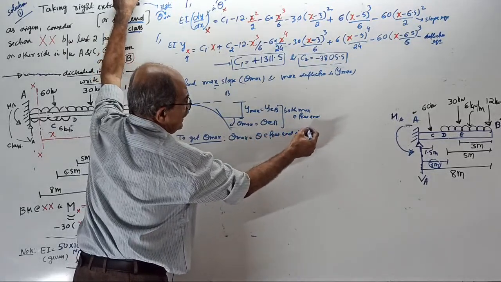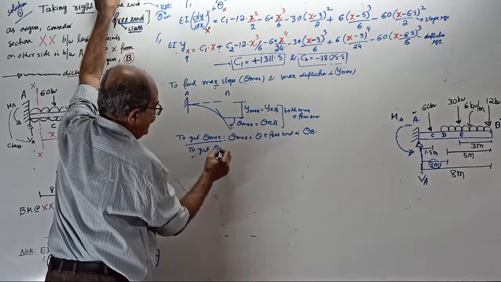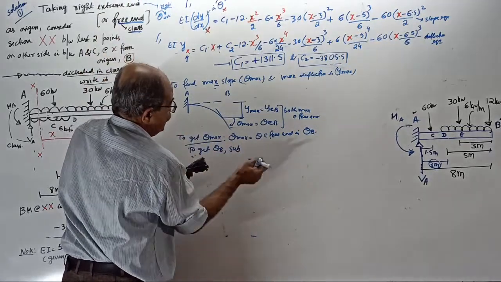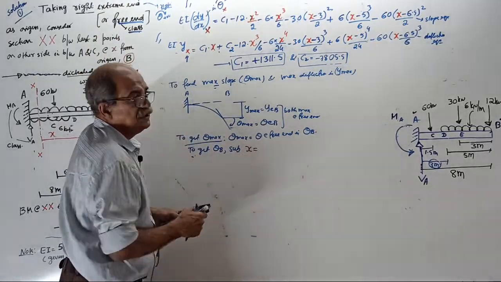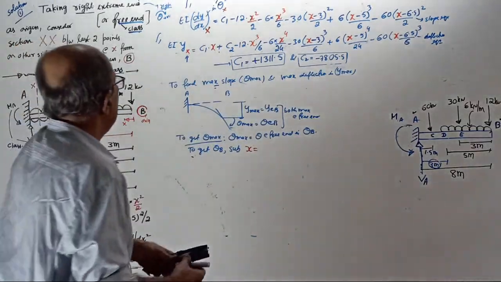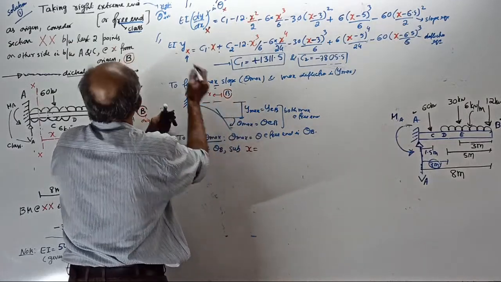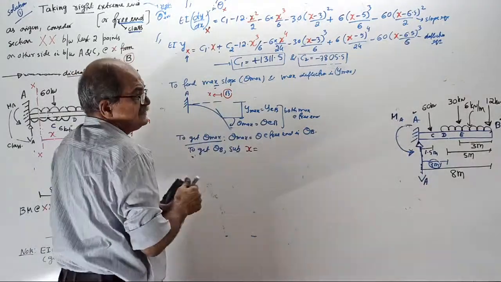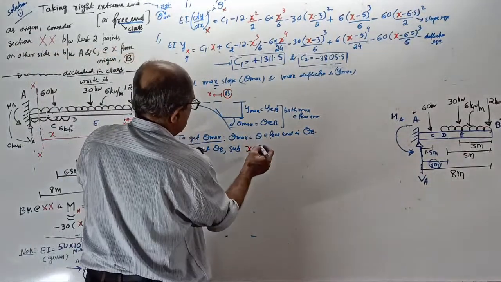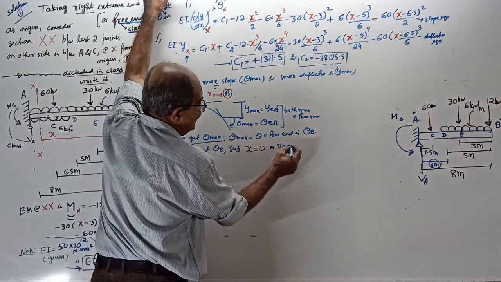that is theta B. Now, to get theta B, substitute, fast tell me, substitute x equal to how much? Remember, our origin is here. Our x is going this way. See here, x is going this way. Substitute x equal to 0 in the slope equation.